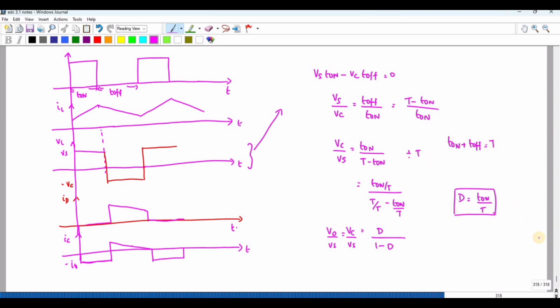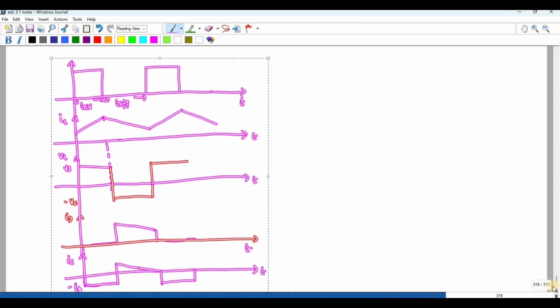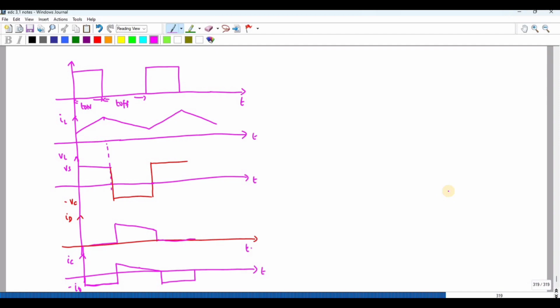In a similar way, in order to find the value of inductance, I can write VL is equal to L di by dt. So what is the value of VL when it is T on? VL is equal to Vs, L del I divided by T on. So when T on, the VL value is Vs.